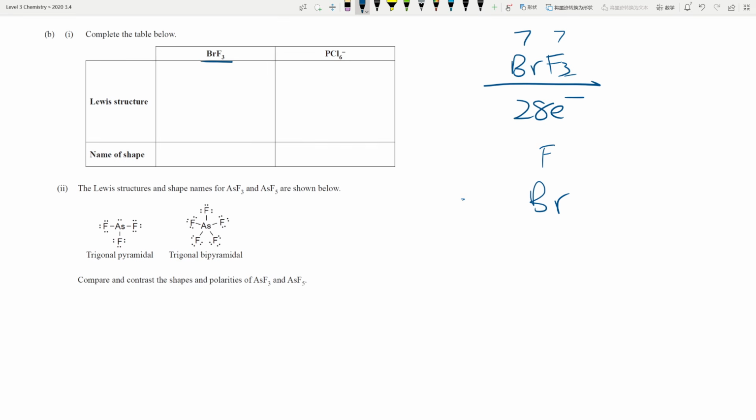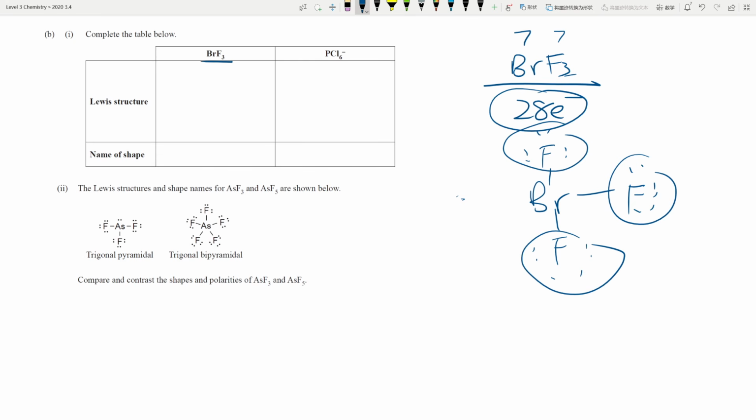Do Br, F, and then single bond everything. Then make sure your fluorine has got 8 electrons, and this is where you just count. So this is 8, this is 8, this is 8, 3 times 8 is 24. I need 28, so it's 24, 26, 28. All right, so I'm just going to draw it like that. It doesn't matter how you draw it really. Well, it does matter, but make sure you don't forget the dots. Okay, so this is T-shape because you've got 1, 2, 3, 4, 5 regions, 3 bonded, T-shape.